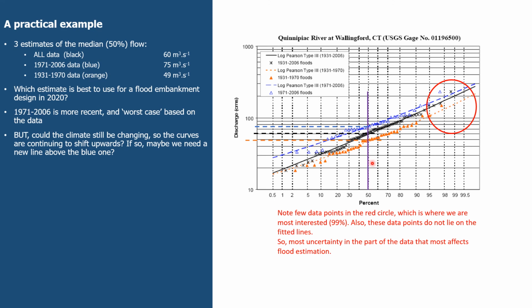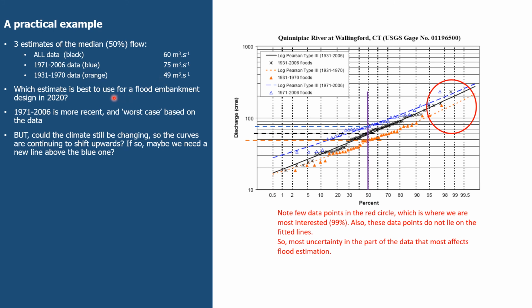And if we estimate, for example, the median mean annual flood, the 50% on this axis, we read up here and we can read off the median values of these mean annual floods. All data, we get 60 cubic meters per second. 1971 to 2006, which is the recent time period, in blue is 75. The earlier time period, 1931 to 70, is 49.